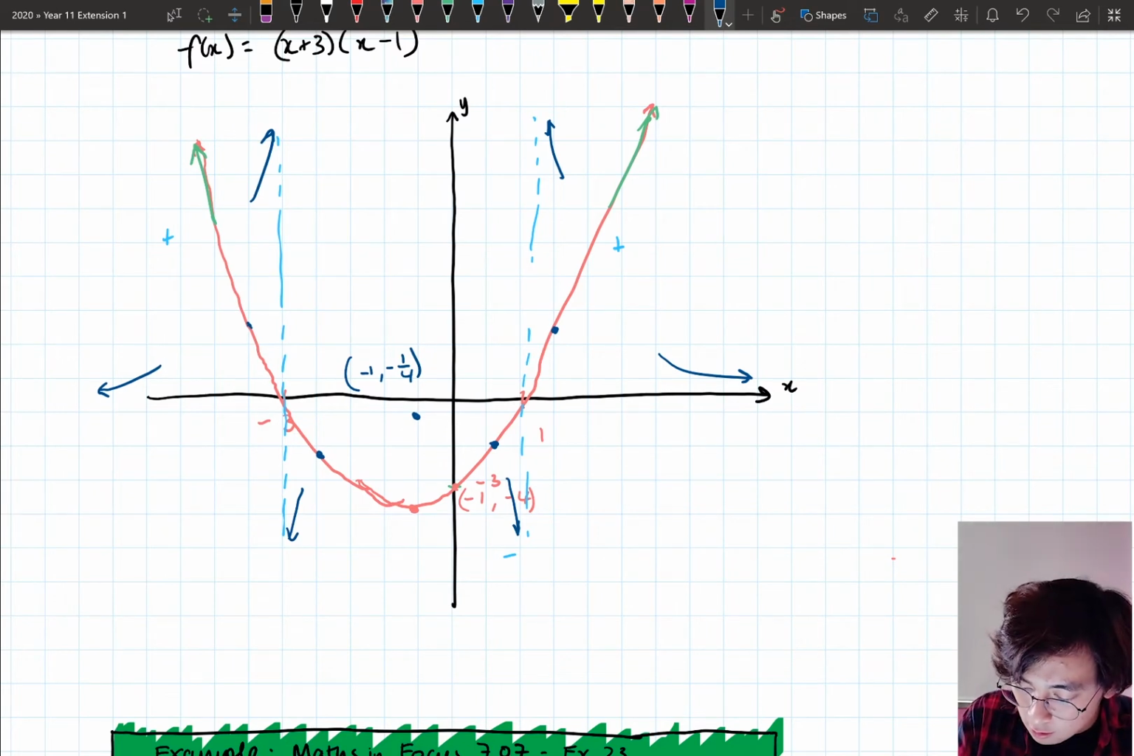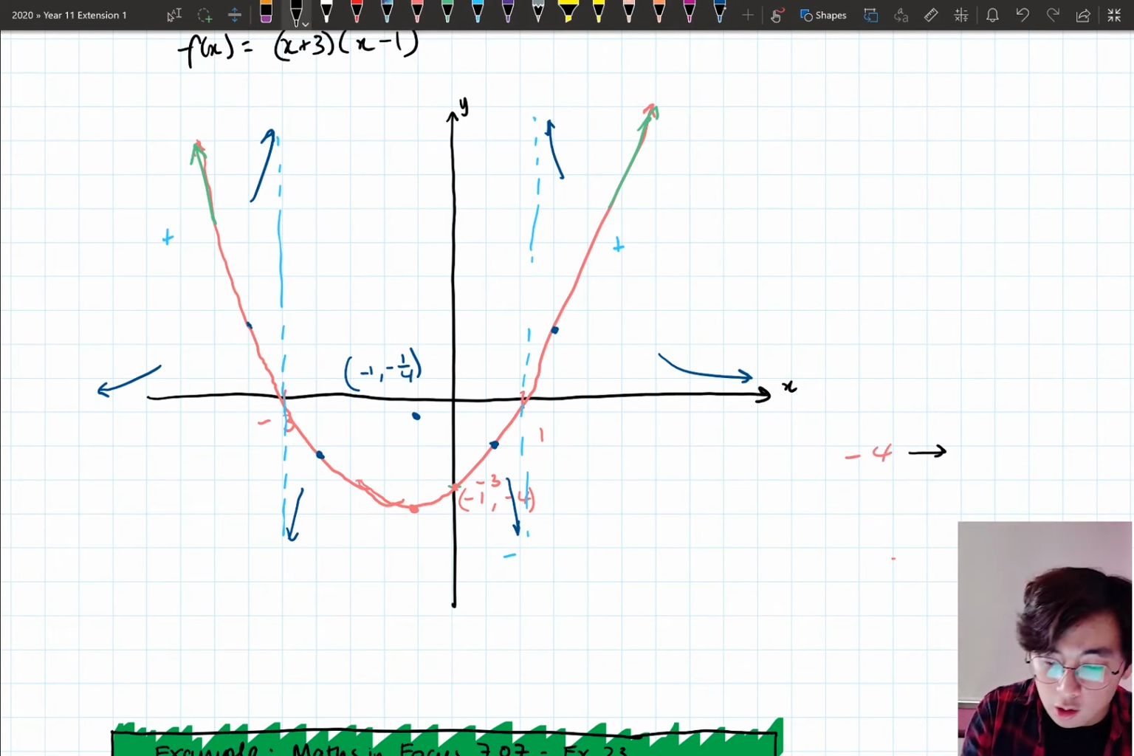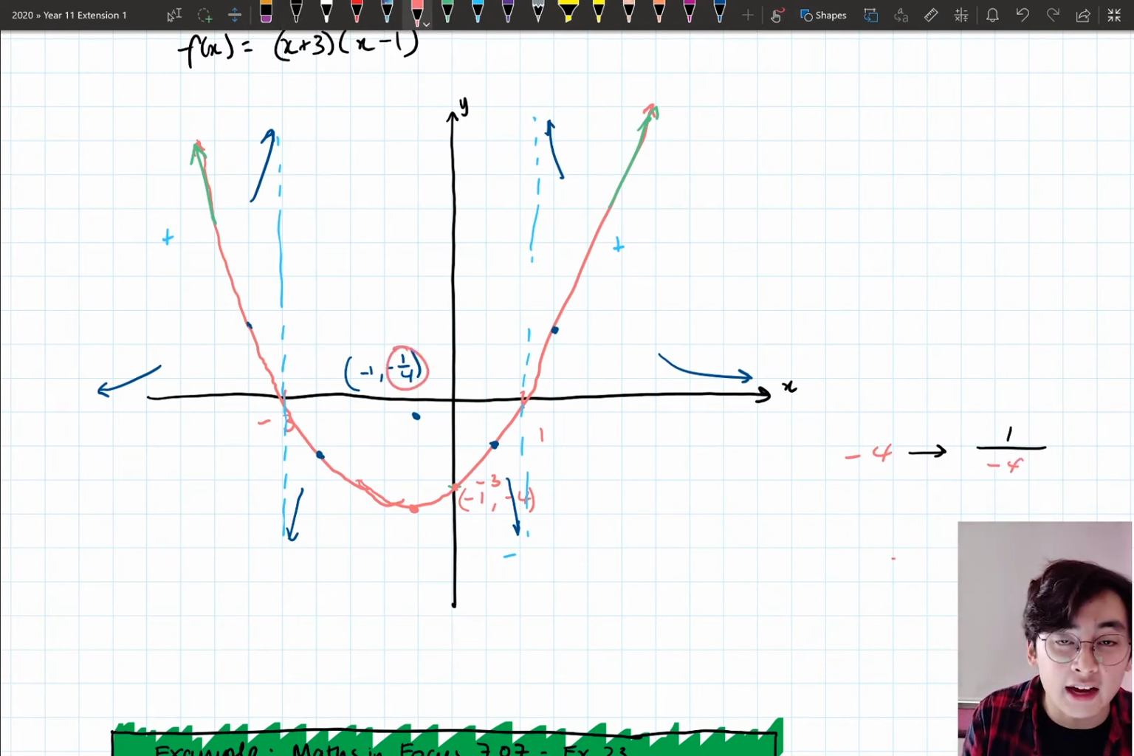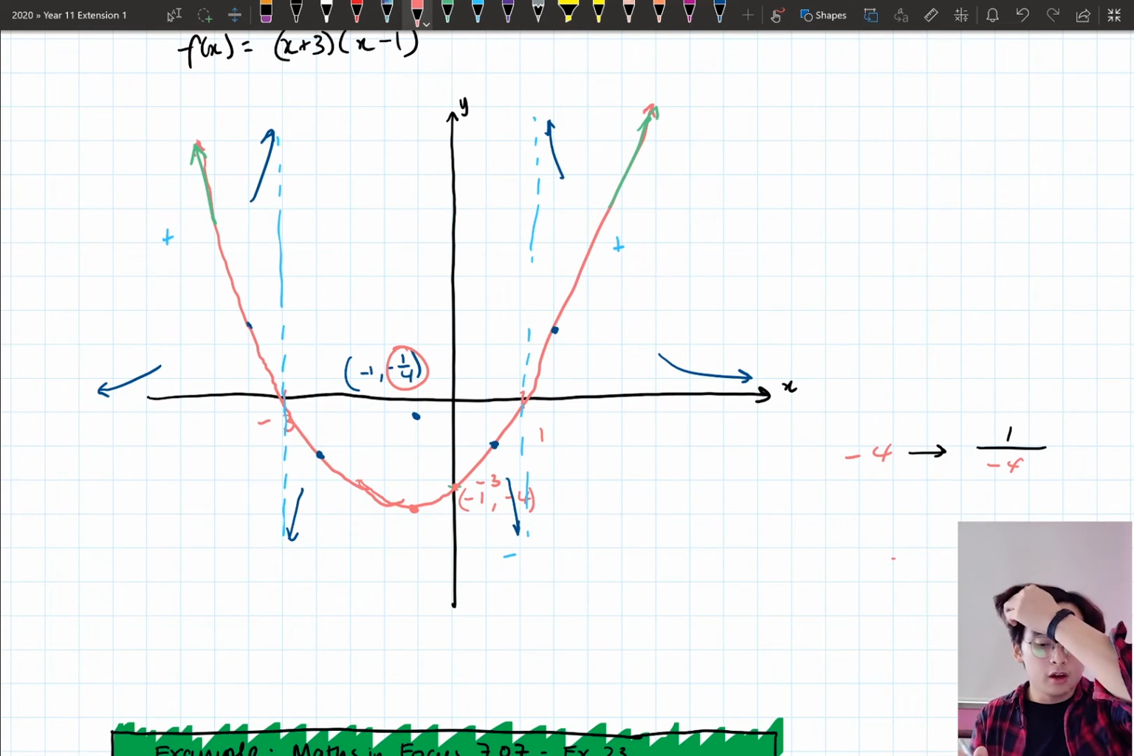So here, -4 in my original graph is going to become 1 over negative 4. And so that's why here I've got negative 1 over 4. So let's put this all together and draw one graph using that.